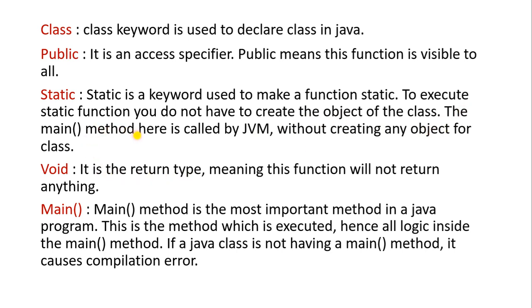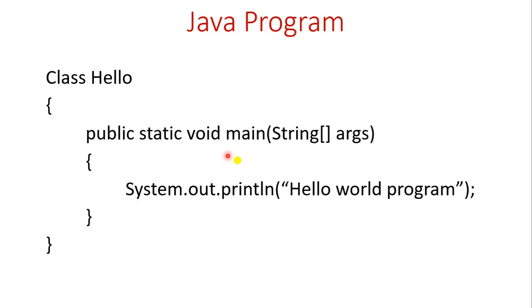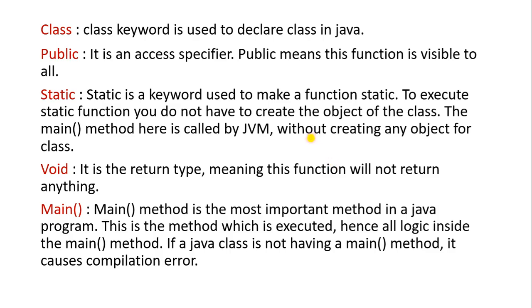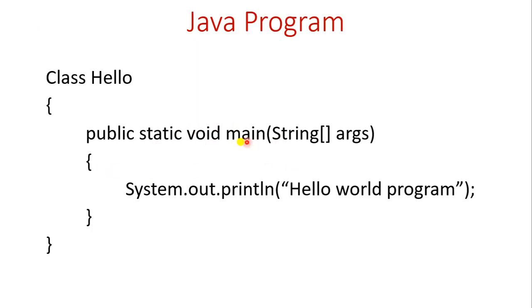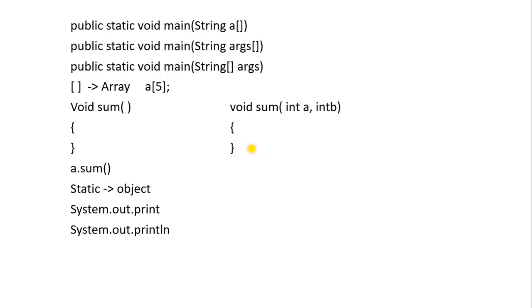The main method here is called by the JVM without creating any object for the class. So the JVM itself will call the main method through static, so no need to create the object for the main method. So let's go next.